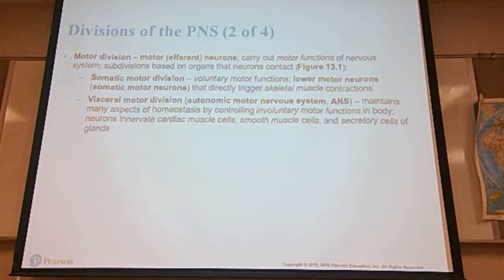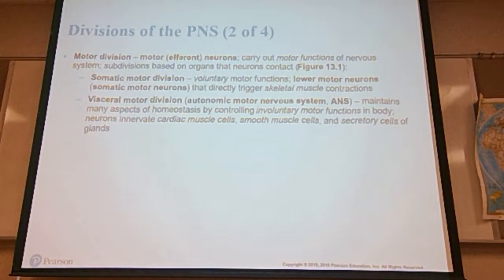The motor division are the efferent neurons. They carry out the motor functions of the nervous system. It also has two subdivisions, the somatic and visceral motor divisions. The somatic motor division is for voluntary motor functions. These use those lower motor neurons that trigger muscle contractions directly.